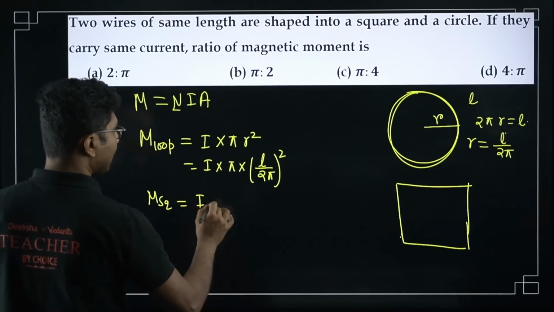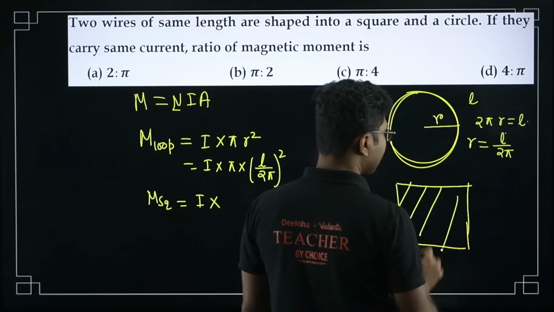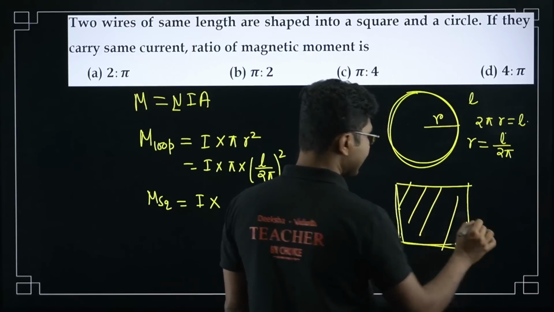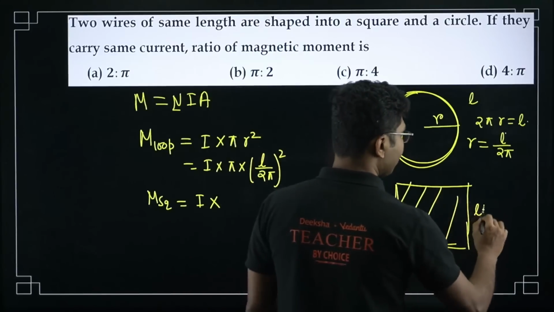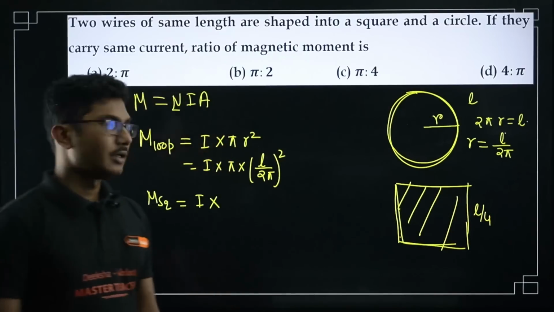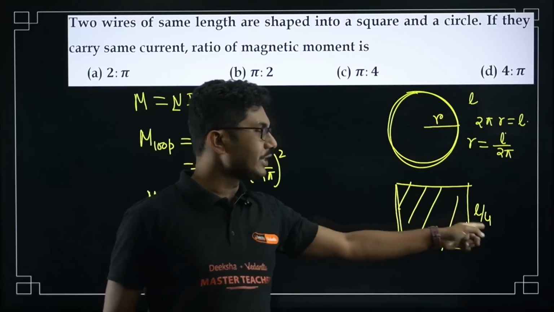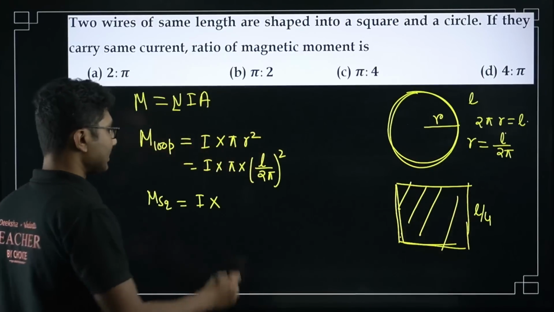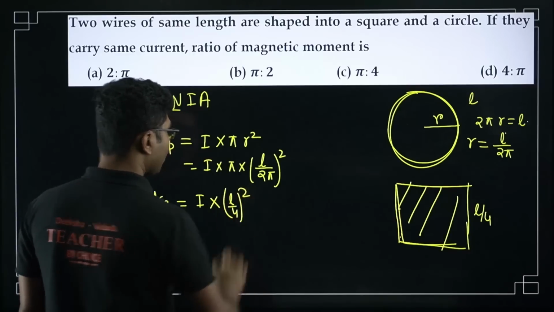Area is length into breadth. Now all the sides have the same length, so that length will be L by 4. You have total length L, you shaped it into a square, so each side will have L by 4 as its length. So it will be (L by 4) whole squared.